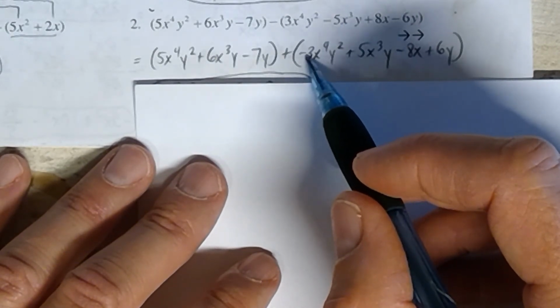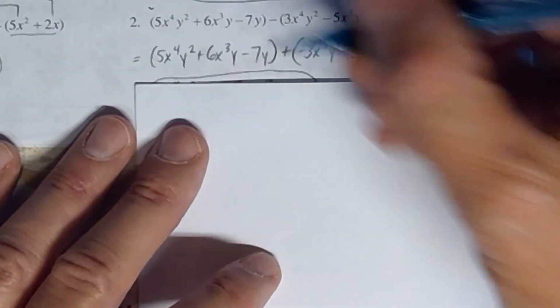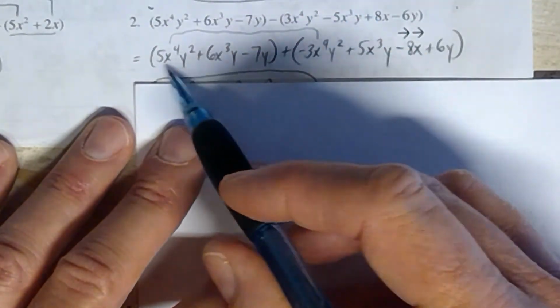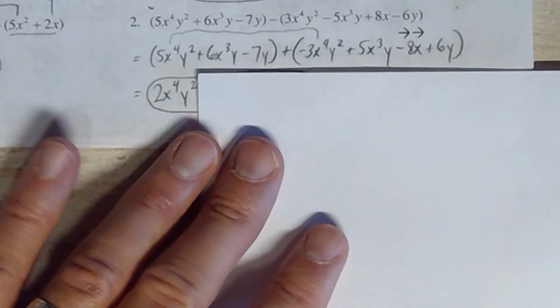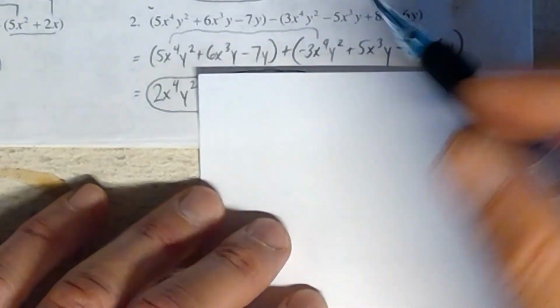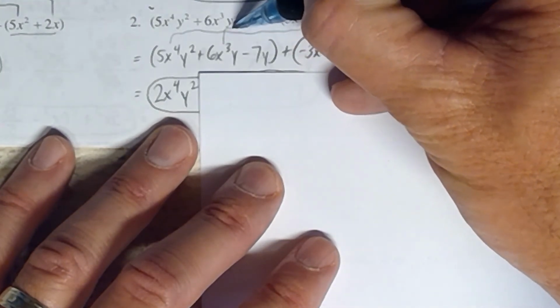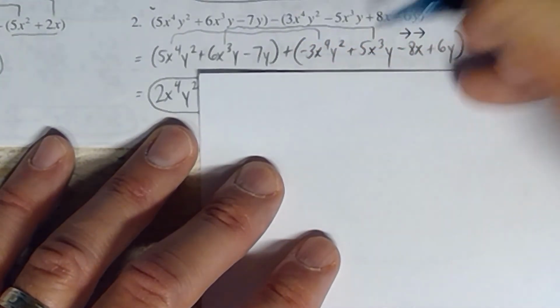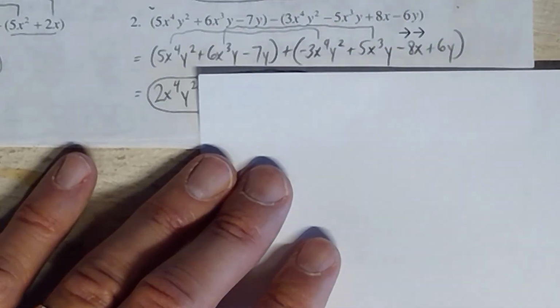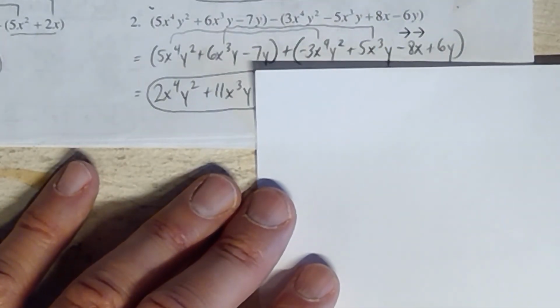So we are going to be subtracting here because these two are like terms. 5 minus 3 is 2, and then the variable part stays the same. Then we combine these two terms right here, because they're like terms. 6 plus 5 is 11, and so you get that right there.